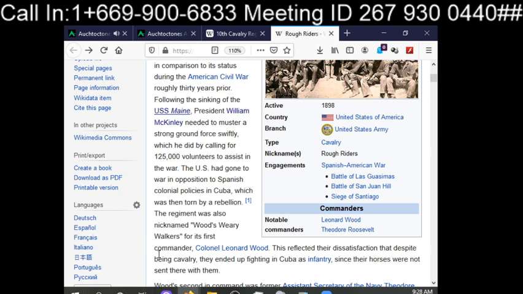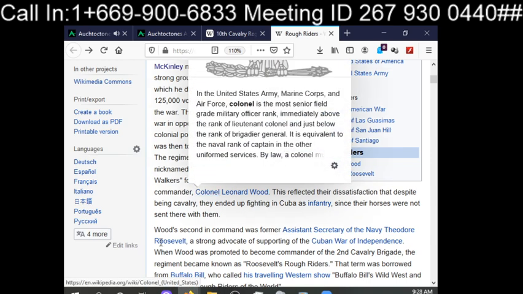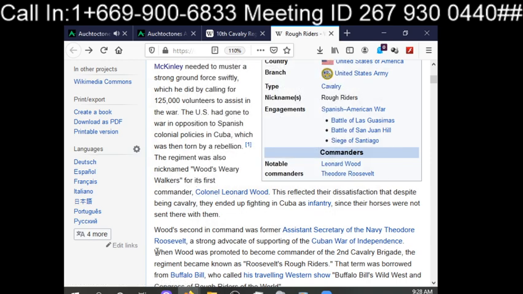So I'm back on the Rough Riders, which we got the link from the 10th Cavalry, and it proceeds to say that President McKinley needed to muster a strong ground force swiftly, which he did by calling 125,000 volunteers to assist in the war. The U.S. had gone to war in opposition to Spain's colonial policies in Cuba, which was then torn by a rebellion. The regiment was also nicknamed Wood's Weary Walkers for its first command, Colonel Leonard Wood. This reflected their dissatisfaction that despite being cavalry, they ended up fighting in Cuba as infantry, since their horses were not sent there with them.